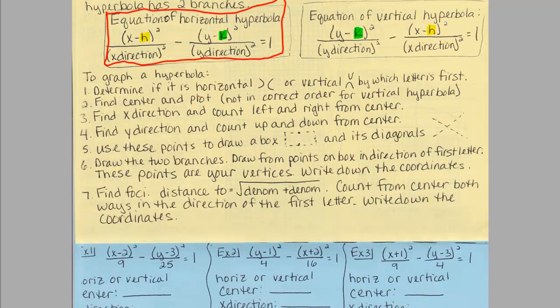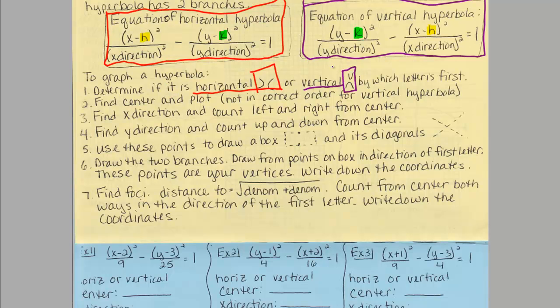So in other words, the hyperbolas will look like this. They will be horizontal. This one on the right tells you that they will be vertical, and they will look like this. So that's the first thing you have to determine, whether it will be horizontal or vertical. And then you can find your center and plot the points.